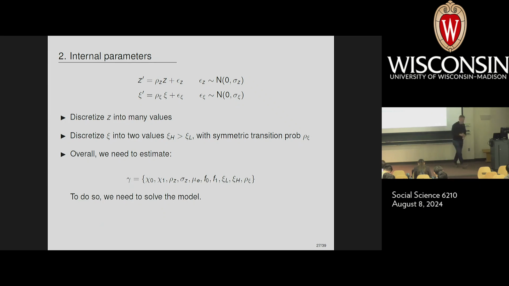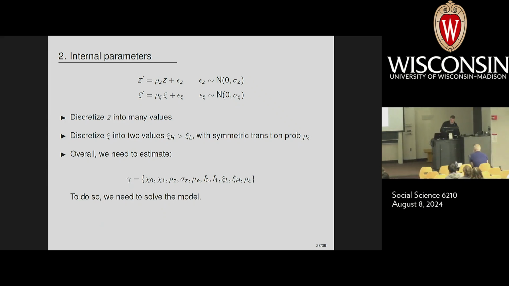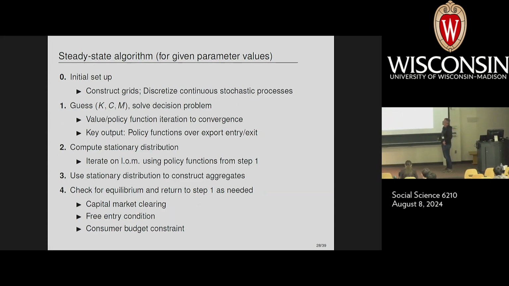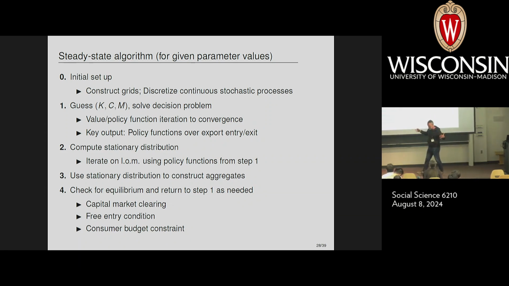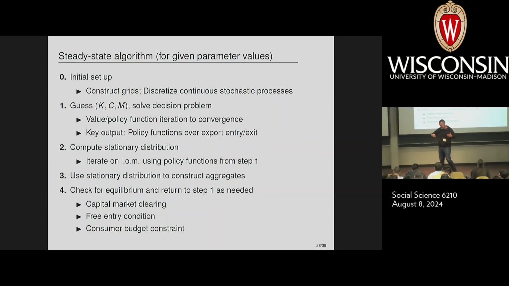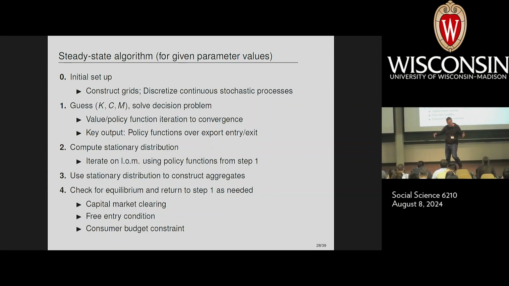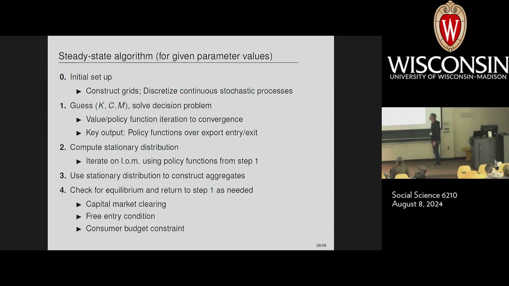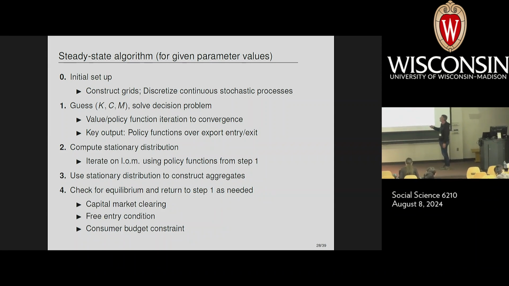Okay, so there's a bunch of parameters that have to be estimated. So to do so, I have to be able to solve the model. So let me talk about solving the model. Let's assume I have a set of parameter values. I do the usual thing. You've got to set stuff up. So construct some grids over Z and over Xc. Use your favorite kind of approximation to turn those AR1 processes into discrete Markov chains. So you kind of do that once, set the problem up.